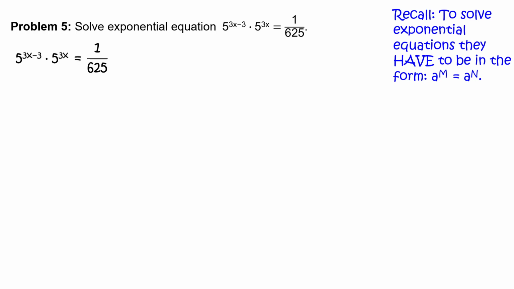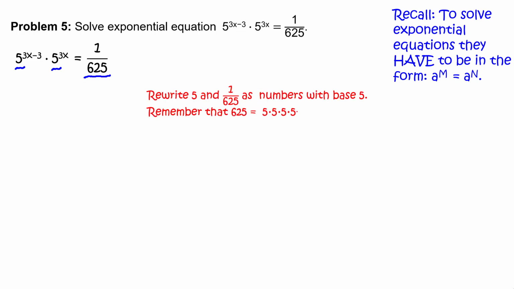So I'm going to start just by rewriting the problem. 5 raised to quantity 3x minus 3 times 5 raised to 3x equals 1/625. I'm going to take a note that the bases are not the same. I have a base of 5, a base of 5, and a base of 1/625. I'm going to try to write 5 and 1/625 as numbers with base 5. I'm going to remember that 625 is 5 times 5 times 5 times 5, or 5 to the 4th.